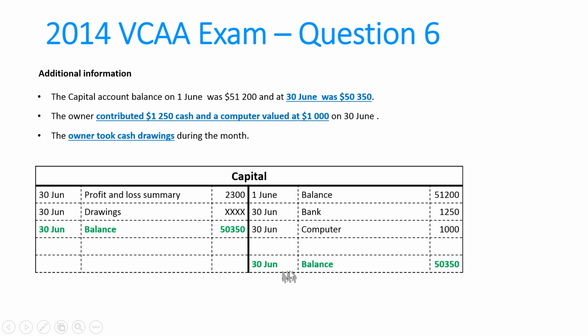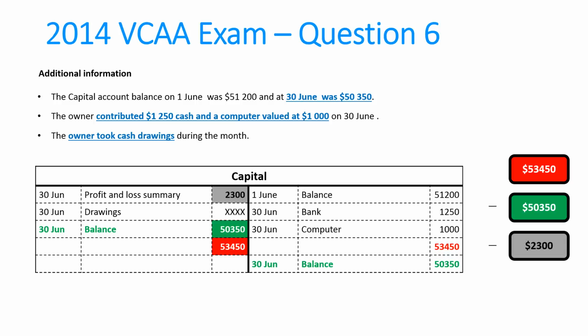So what we can do now is solve for x by adding up one side and the other. Obviously we can't add up these numbers because we have an x in there. But what we can do is add up these numbers, and if we add up those numbers on the credit side, we get a total of 53,450. And then we can transpose that to the other side. Now we can solve for x. So we'll start with the total, 53,450, less away the balance, less away the entry for profit and loss summary, and that means we can figure out what x is. So in this case, x would be $800, and that is what drawings were for the period.